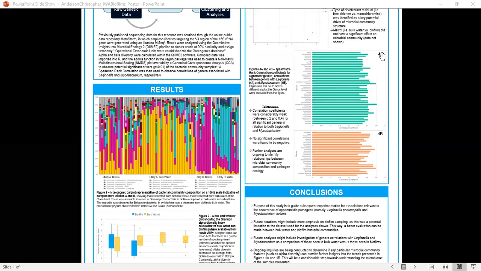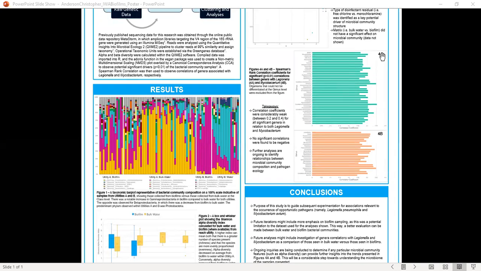At this point in the research, we have actually become a little bit stumped in terms of these correlation graphs, because what we were hoping to see was something specific stand out, whether it be a correlation with a specific genera that could be associated with the presence of Legionella or Mycobacterium, or whether it's a negative or positive correlation. However, for both instances, the correlation coefficients with the significant genera were all relatively weak, between 0.2 and 0.4.